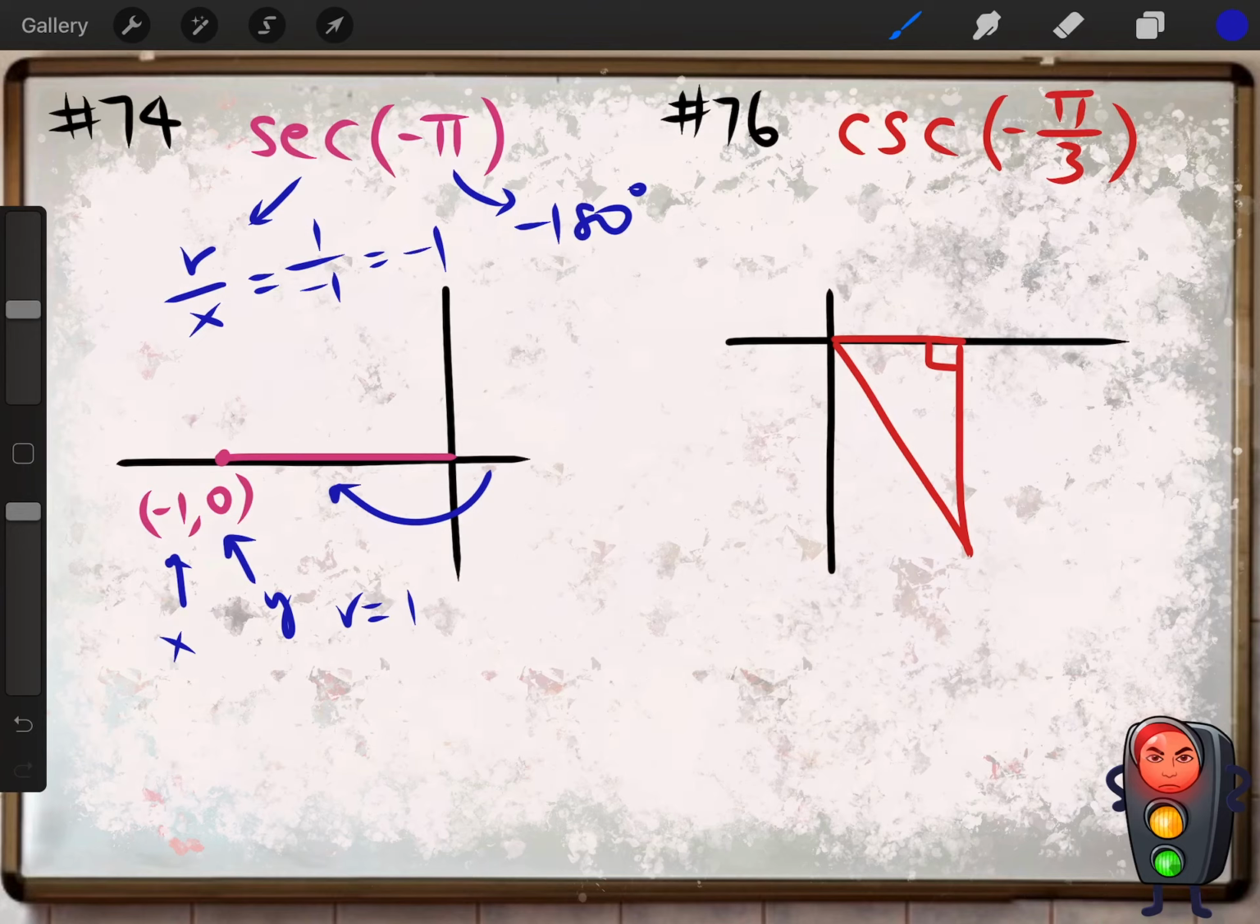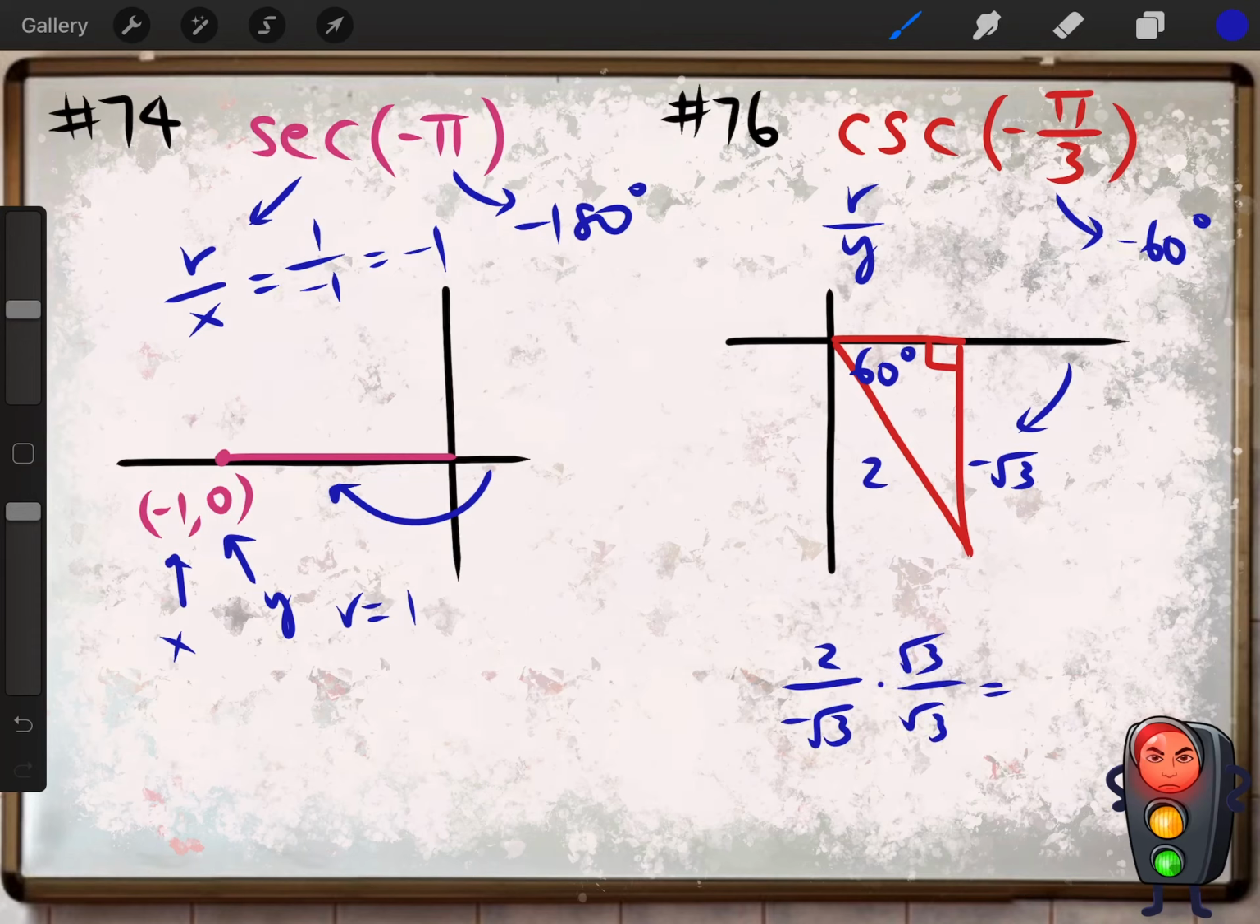So 76, cosecant is going to be r over y. Negative pi over 3 is basically saying negative 60 degrees. So go ahead and go clockwise 60 degrees. Theta is going to be 60 degrees. So your r is going to be 2, your y is going to be negative rad 3. So 2 over negative rad 3, you just have to rationalize it by multiplying by rad 3 over rad 3. So it's going to be negative 2 rad 3 over 3.